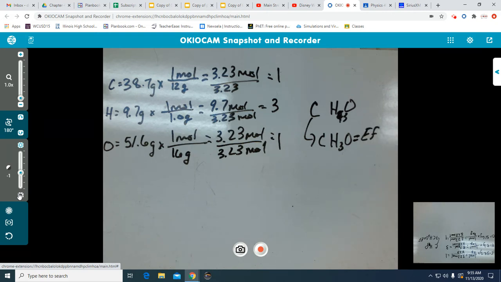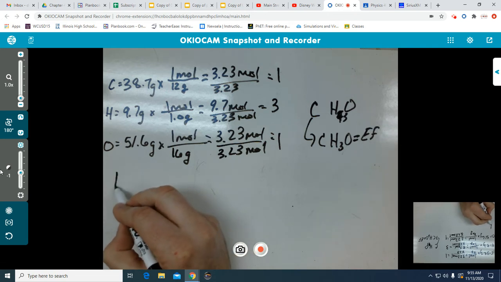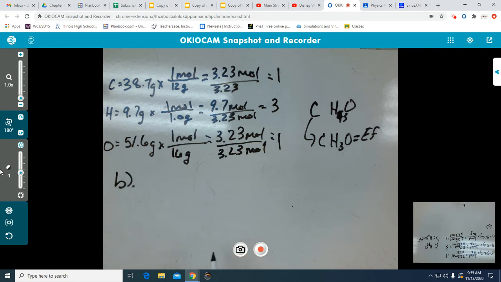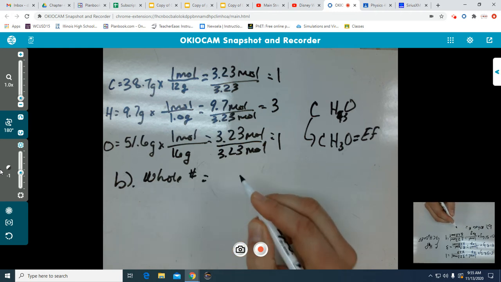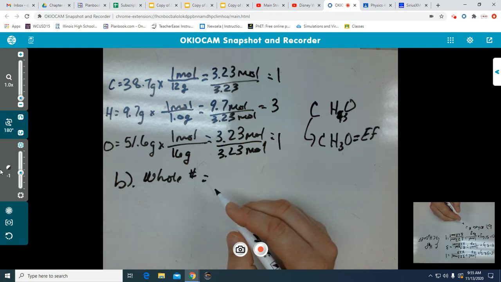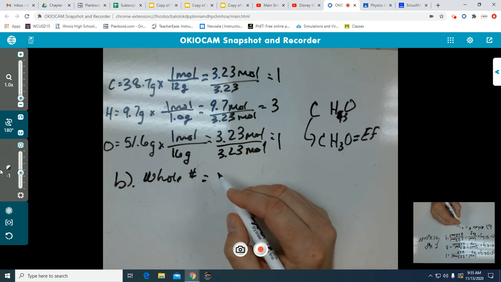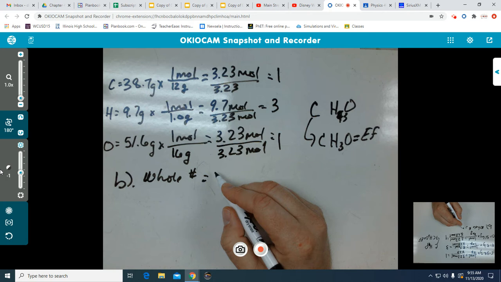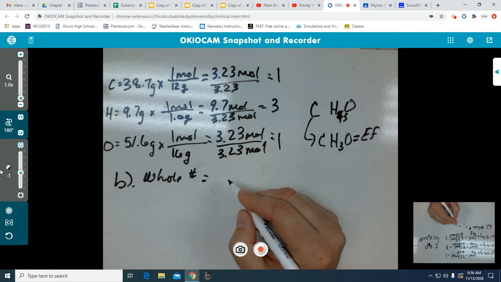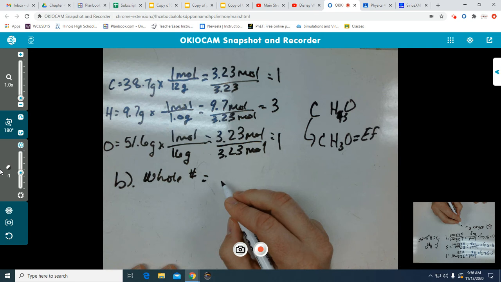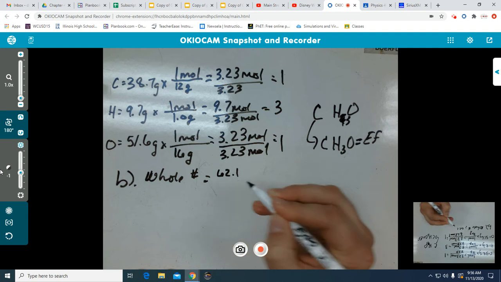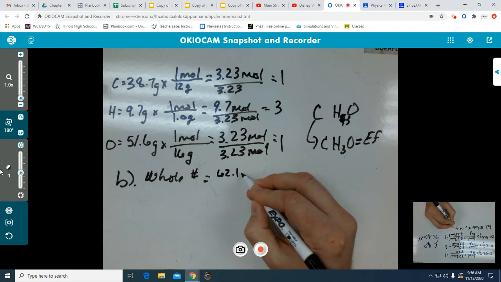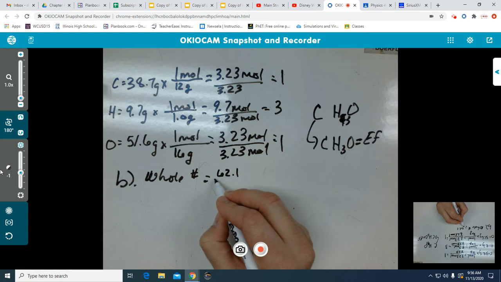The next thing we need to do is go back into the problem, and we have to solve our part B, which was the molecular formula. So remember, we have to get the whole number multiple, and we get that by taking essentially the experimentally found molar mass of the compound itself and dividing it by the empirical formula weight. We were told in the problem, and you can go back to it if you want to, that the molar mass of the formula itself was 62.1 grams per mole, or sorry, AMU.